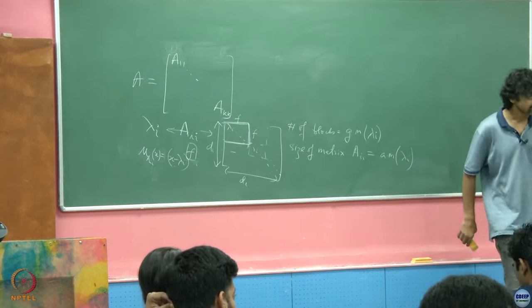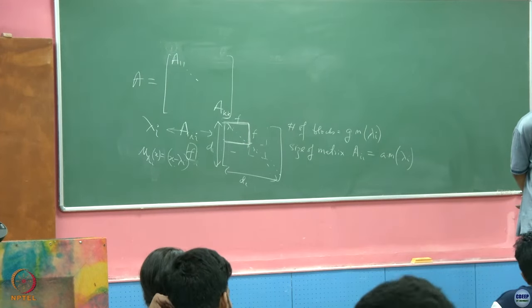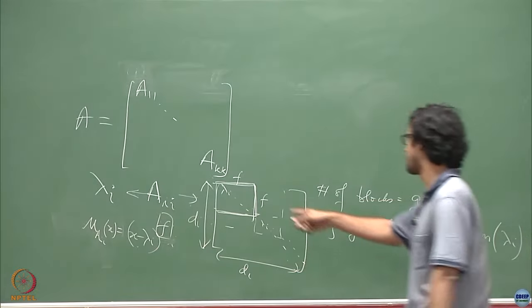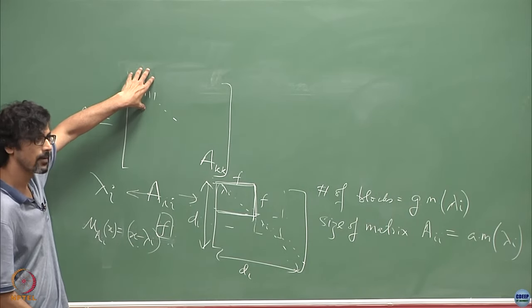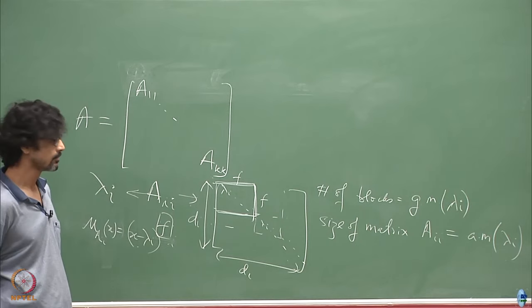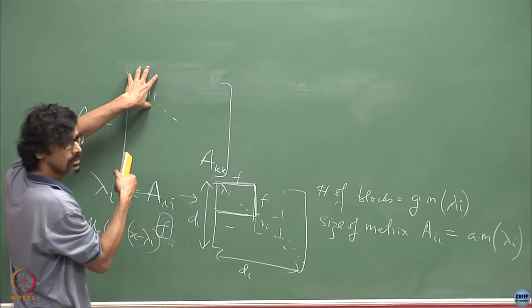Yes? So A_ii is for a given lambda_i, right? Yes, A_ii is for a given lambda_i. So this is sitting somewhere here. Right. So just this fellow becomes 0. The lower matrix that you've drawn here is A_ii. Yes, this is A_ii. This is just A_ii. So I'm just zooming in on this, through a magnifying glass, I'm looking at this.